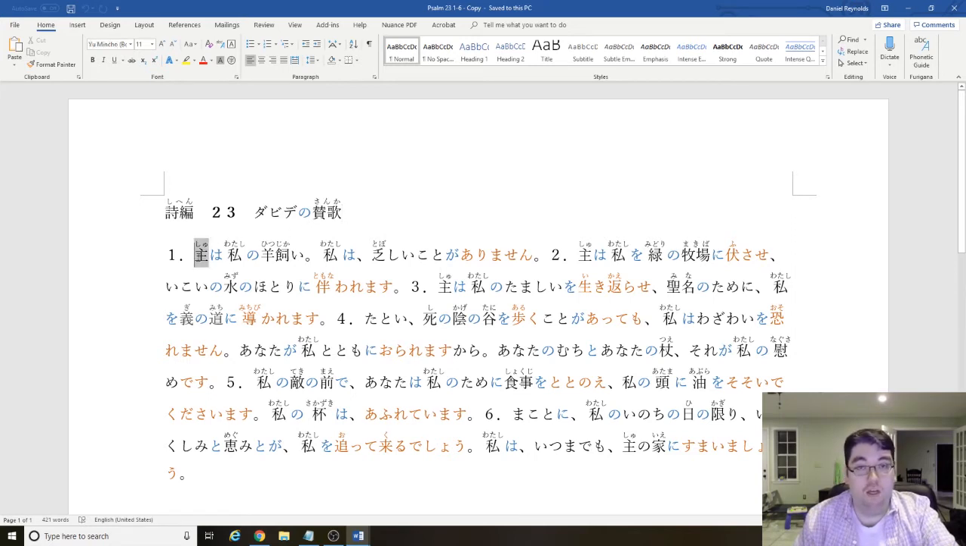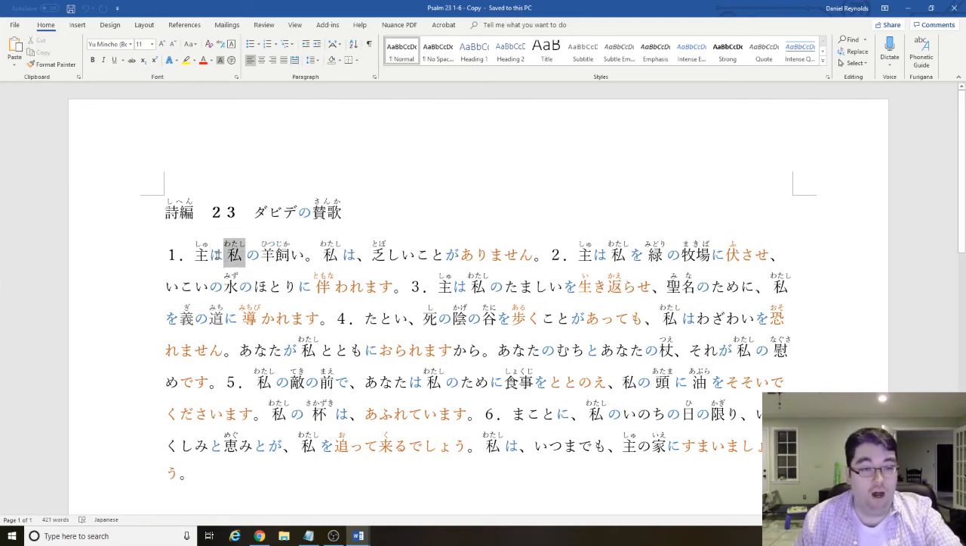All right, so the first word here is shu, and this is for the Lord, with a capital L, not a Lord, but the Lord. And this is the Hiragana sound for ha. But here, when you use it as a particle, it's pronounced wa. This is one of the very few exceptions that people wouldn't know about. But it's a very important distinction that you understand that this character is pronounced wa, not ha, when it is used as a particle.